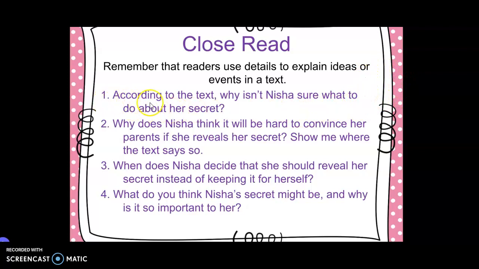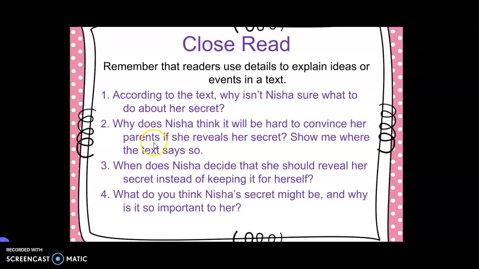Number 1, according to the text, why isn't Nisha sure what to do about her secret? So think about that. Why is she worried about telling her parents? Number 2, why does Nisha think it will be hard to convince her parents if she reveals her secret? Show me where the text says so. Be ready to talk about that. Why does Nisha think she has to try really hard to convince her parents to believe her? Think about something that maybe she has done in the past that makes her parents not believe the things that she tells them now.